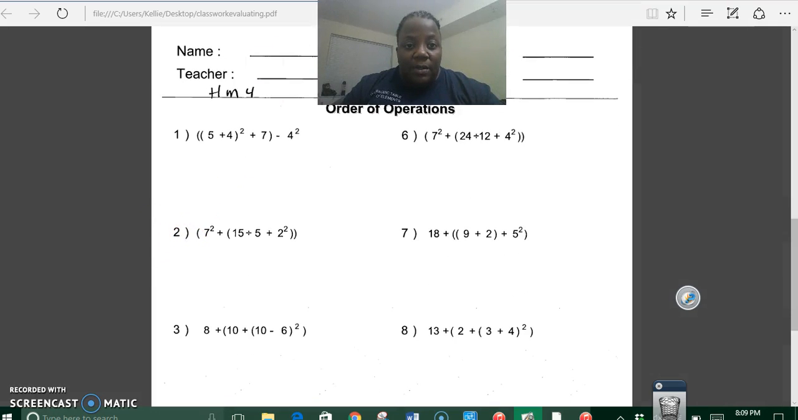Let's go try the next one. I'm going to go down to number 2. Okay. Here's your inner set of parentheses. Following PEMDAS.